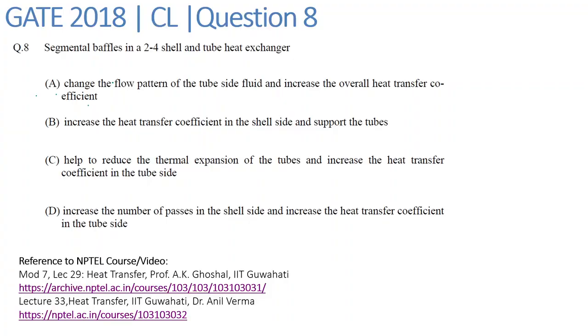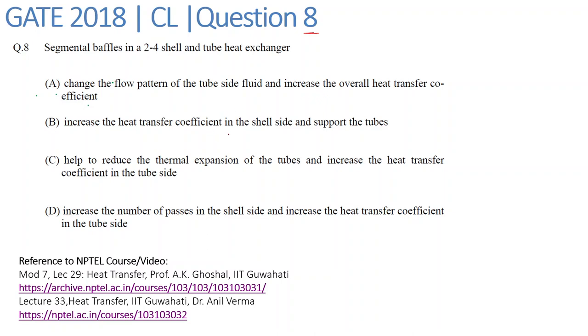Now let's look at the second question. This is question number 8 from the GATE 2018 Chemical Engineering paper. The question is about segmental baffles in a 2-4 shell and tube heat exchanger, and we have been given 4 options. Basically we have to find the function of baffles in the shell and tube heat exchanger, that is, why do we keep baffles in it? The first option is change the flow pattern of tube side fluid and increase the overall heat transfer coefficient.